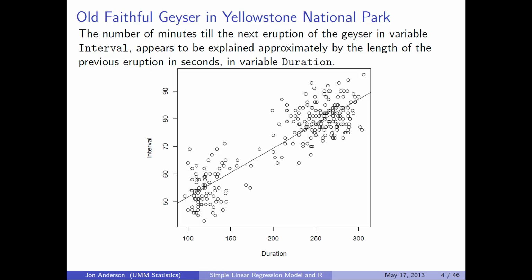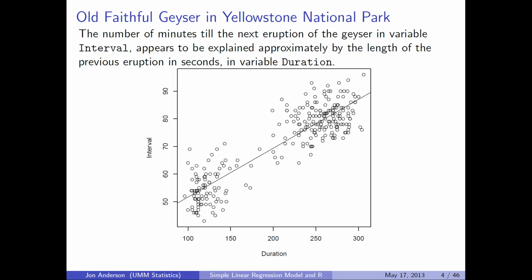Let's start with a simple example with an X variable that is called duration and a Y response variable that's called interval. And these data are from the Old Faithful geyser in Yellowstone National Park. Duration means how long the previous eruption was in seconds, and the response variable is interval, which measures how long do you have to wait in minutes from the end of the last eruption till the beginning of the next one.